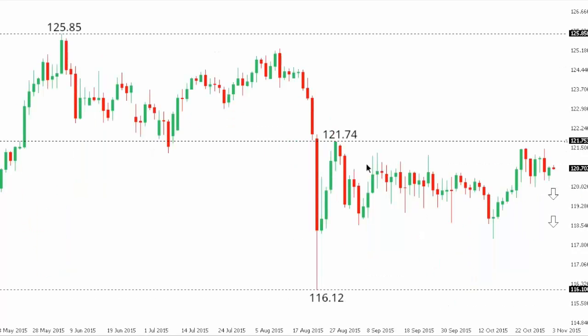Dollar yen. So while dollar yen holds below 121.74, that recovery peak that we saw back in August, the market remains confined to a bearish consolidation, with deeper setbacks favored over the coming sessions back down towards the recent range lows in the 118 area, below which exposes the August base at 116.12. Only back above 121.74 would compromise this bearish outlook.